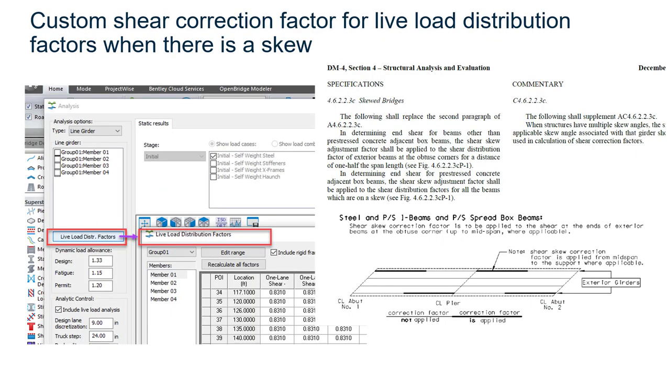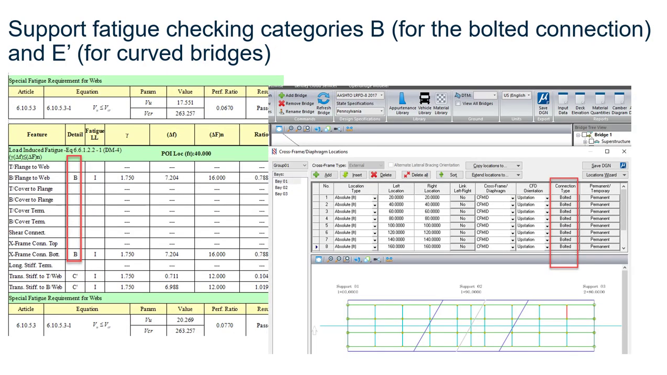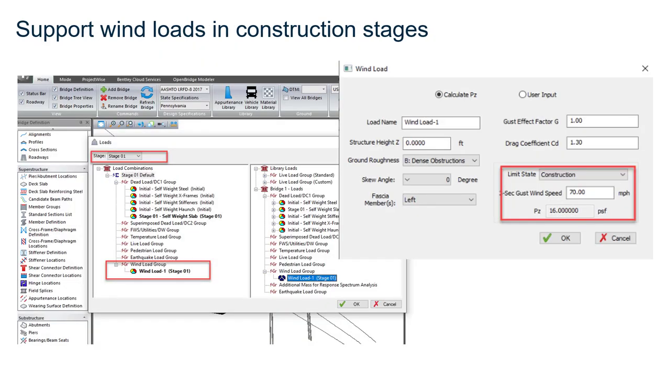It does allow users to customize the shear correction factor for live load distribution factors when there is a skew. It does create new reaction reports due to live load without impact at supports. It does support fatigue checking categories B and E. B for bolted connection and E for curved bridges. And it does support wind loads in construction stages.